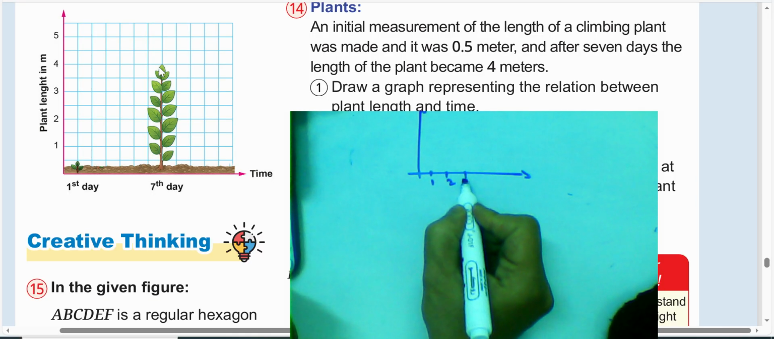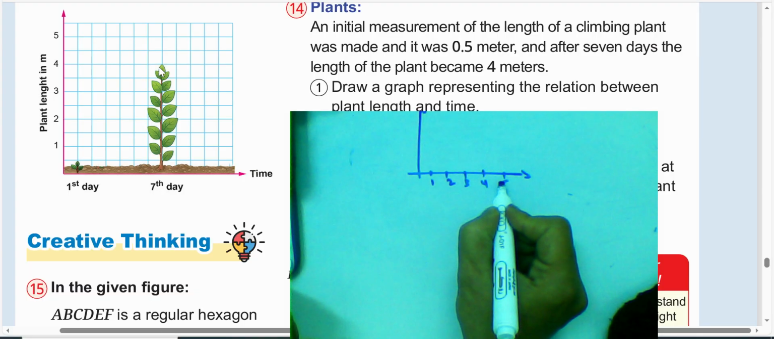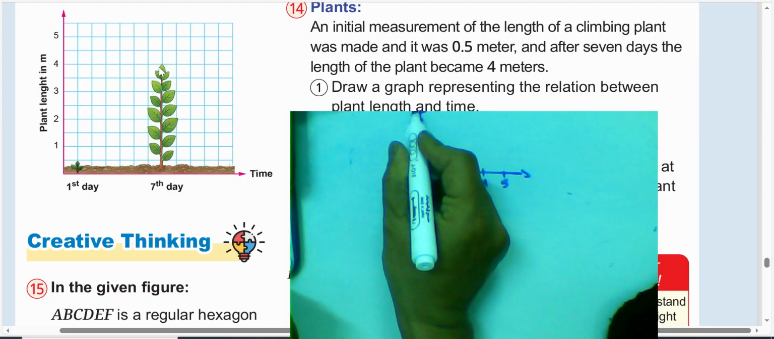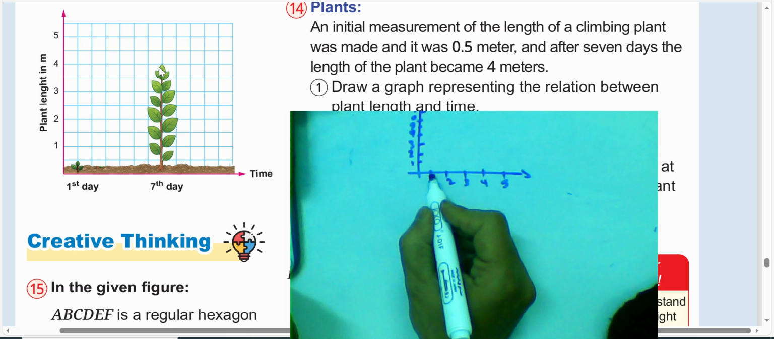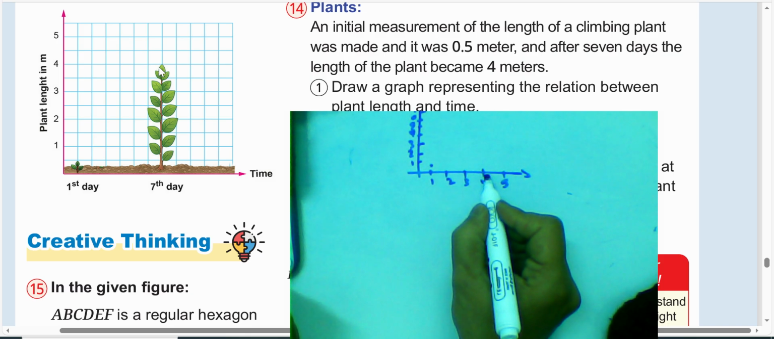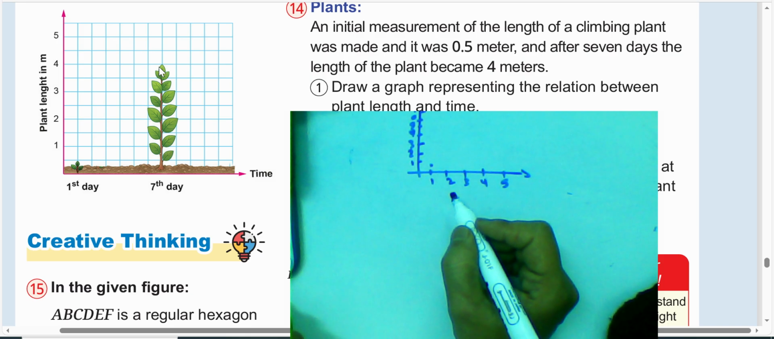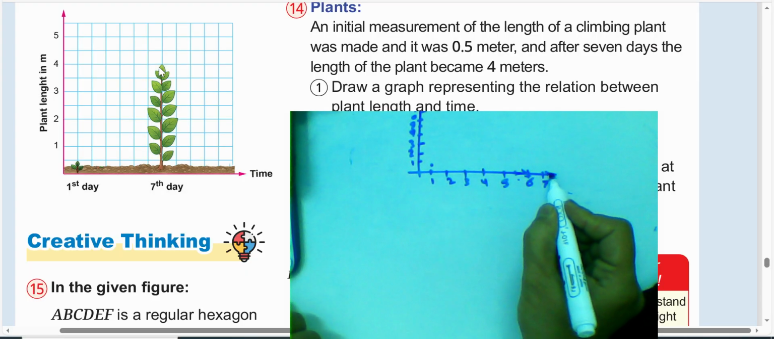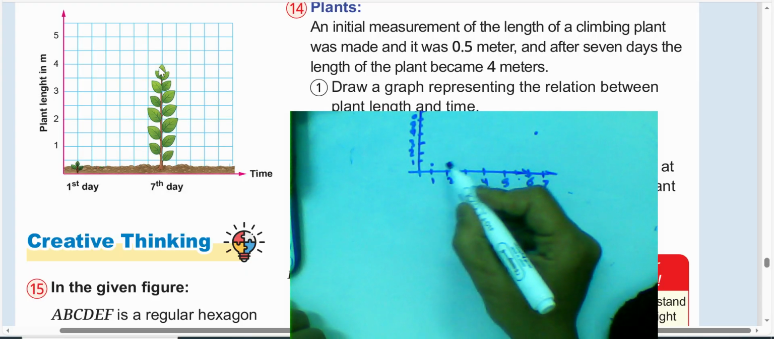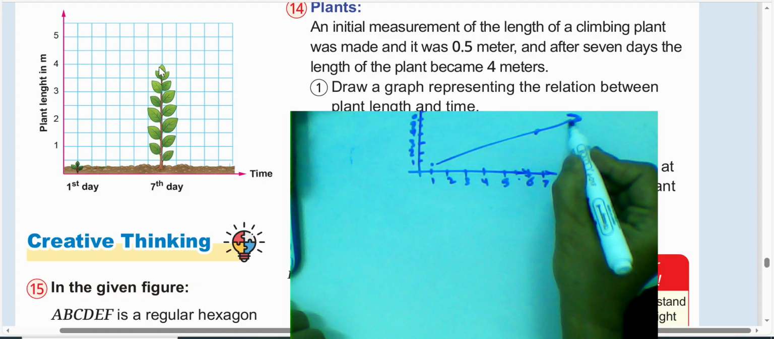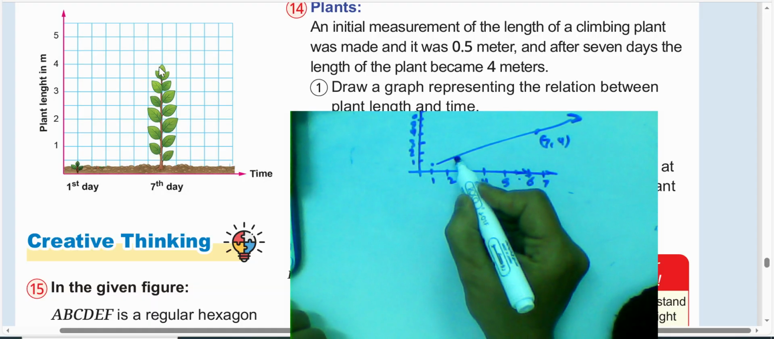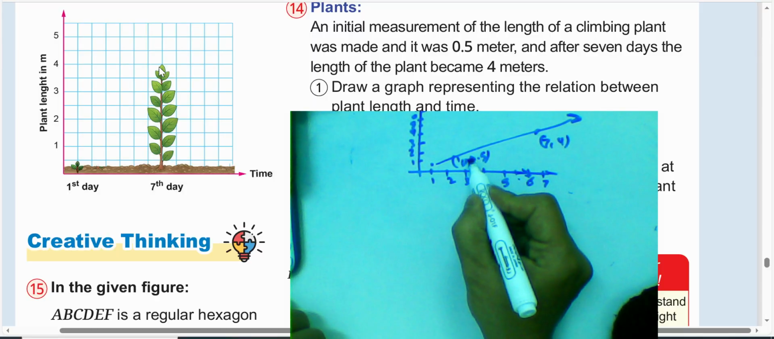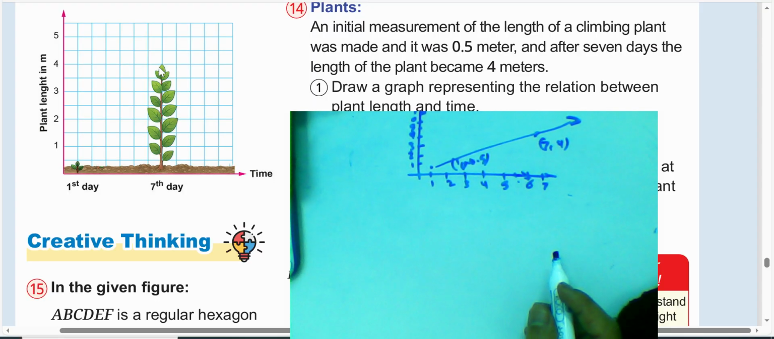We have 1, 2, 3, 4, 5. We have here 1, 2, 3, 4, 5, 6, 7. The first point from 1 to half, and second we have from 7 to 4, and then draw a straight line passing through the 2 points, 7 and 4 and 1 and half. Okay, understood?